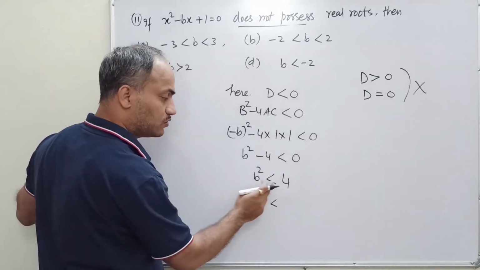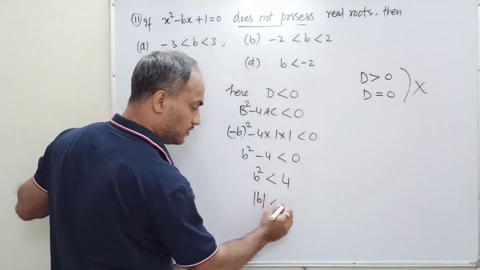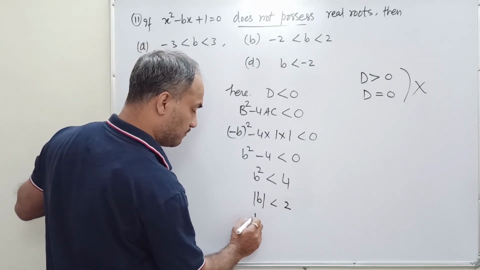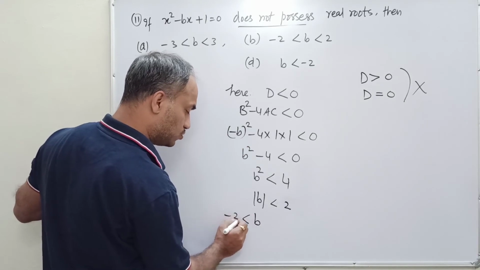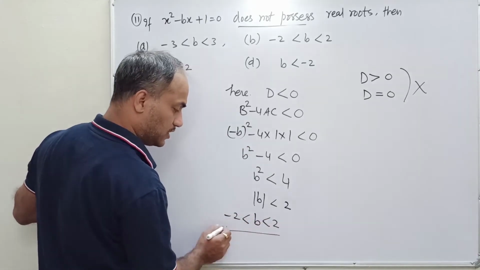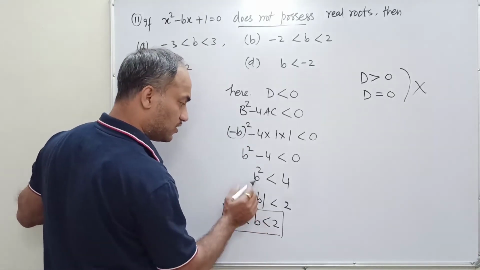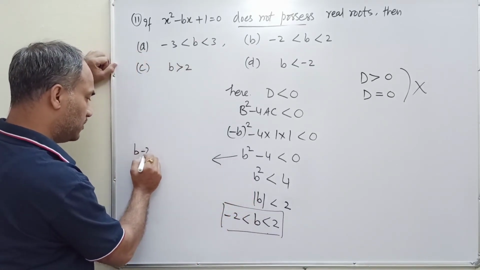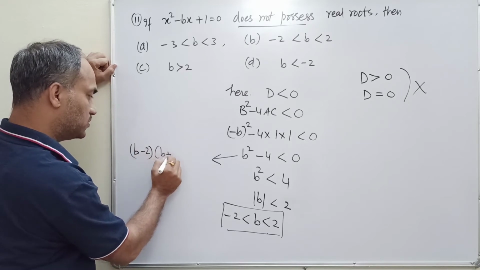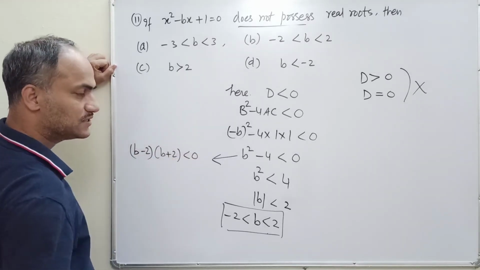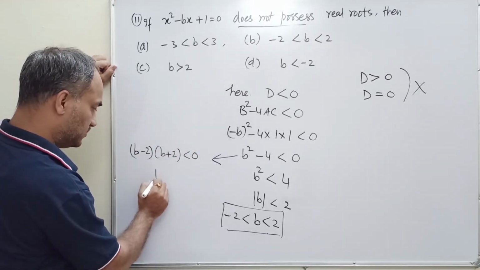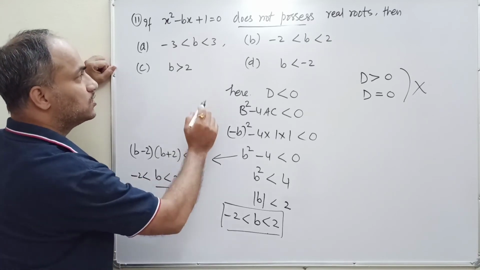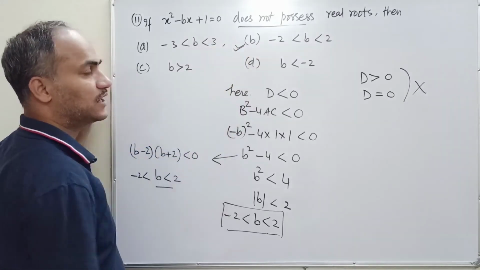Here when you take a square root on both the sides, modulus of B will be less than square root of this, that is 2. Or you can say B lies between minus 2 and 2. Either you can say this result, or from here you can say the two factors will be B minus 2, B plus 2. When these two are less than 0, then we get B will lie between -2 and +2. So option B will be correct.